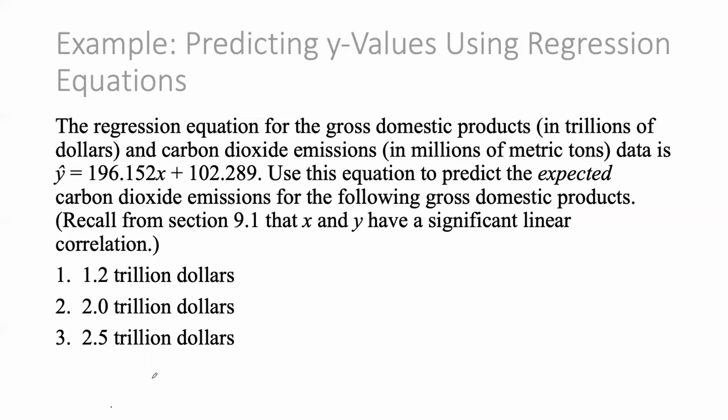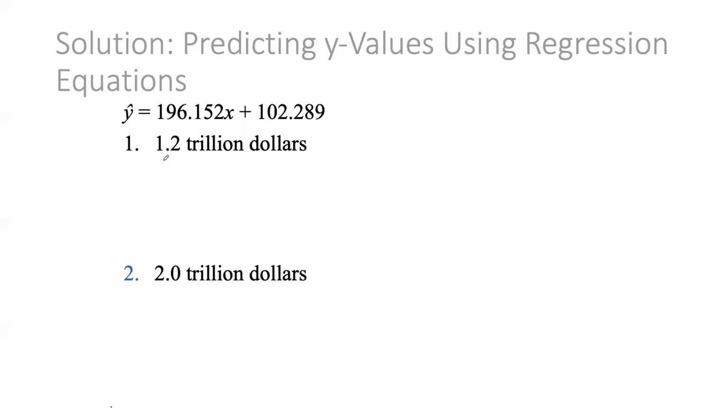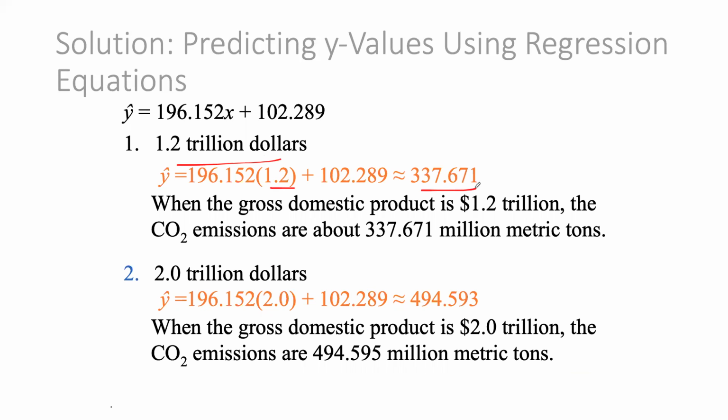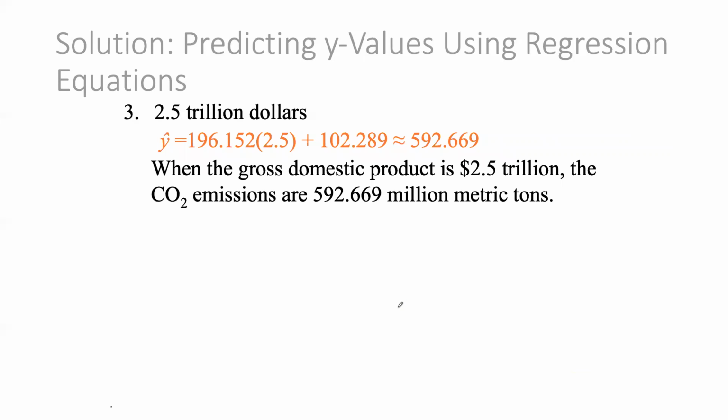Okay. Similarly for these values. So how do I go about it? For $1.2 trillion, what is the predicted value of y? If x is 1.2 trillion, I just plug in 1.2 here, then y bar is 337.67 millions of metric tons. So when the GDP turns out to be 1.2 trillion, this will be the emissions that are predicted. If it's $2 trillion, then you just plug in 2 for x. You have this equation that you just derived, and then you can predict the value for y. And 2.5 is the same thing.